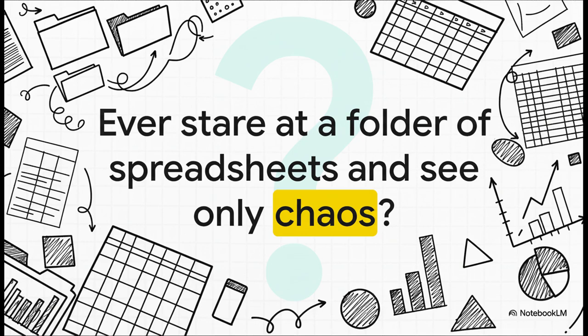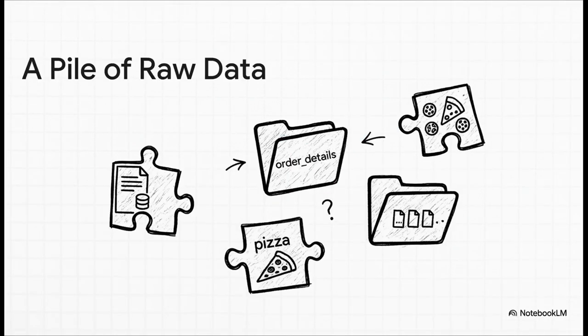You know that feeling, right? You're staring at a folder just packed with spreadsheets, and all you see is chaos. It's this mess of files, rows, columns. It's supposed to mean something, but it just gives you a headache. I mean, look at this. You've probably got files with names exactly like these: Orders.csv, details.csv, pizza_types.csv, the list goes on. Each one has a tiny piece of the puzzle, but by themselves, they're just noise.